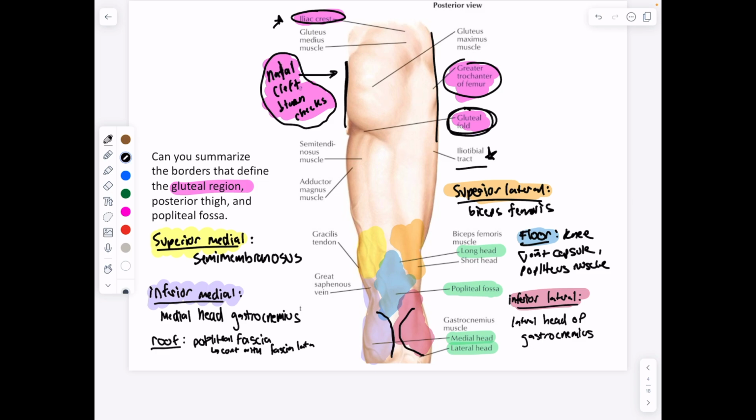Okay, popliteal fossa we're going to go over towards the ends. Posterior thigh we'll cover as well. Popliteal fossa is right here, of course.